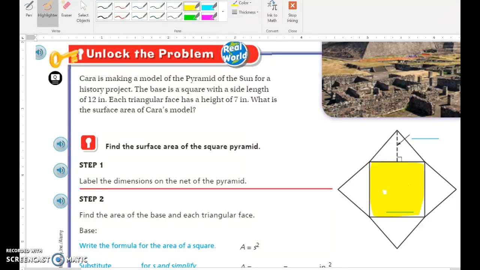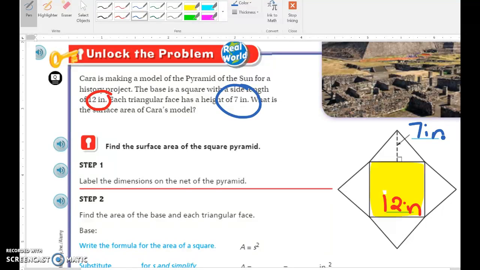Now, what is the side length of this square? Well, let's take a look at the problem and find that information. Kara is making a model of the Pyramid of the Sun for a history project. The base is a square with a side length of 12 inches. Each triangular face has a height of 7 inches. So what is the surface area of Kara's model?